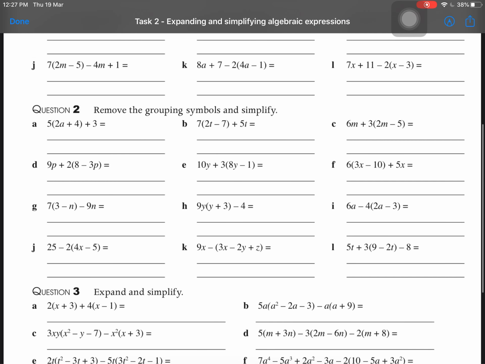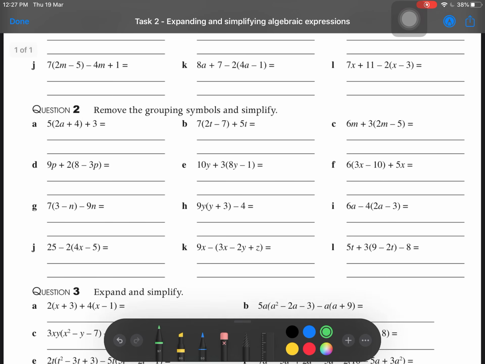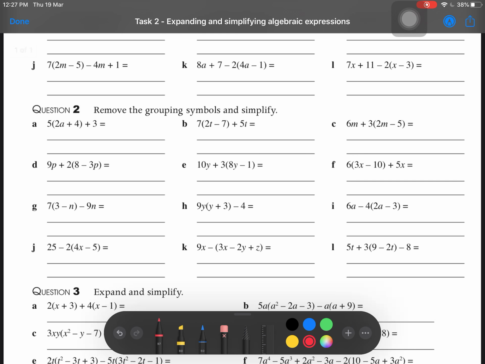Let's move on to question 2. Now maybe I'll just choose one question. Okay, question K. Let's do K. I'll choose red this time. Okay, so now, instead of numbers, you have a negative sign outside of the brackets. What does it mean? It means -1. So it has to be multiplied by every single term inside the brackets, because that is the expanding part.